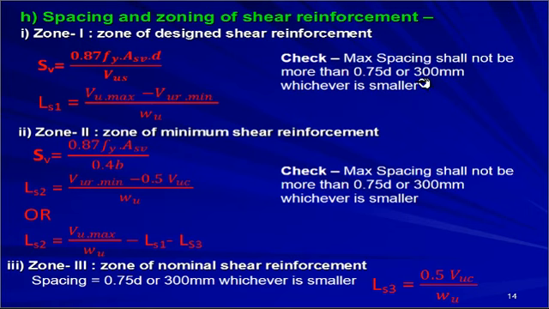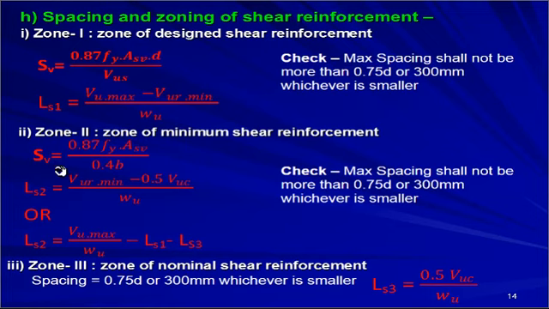Well, but again this spacing we have to check against the maximum spacing, and that shall not be more than 0.75 D or 300 mm, whichever is smaller. Up to what distance we have to provide this zone 1? So this is the equation: LS1 is equal to (VU max minus VUR minimum) divided by WU.